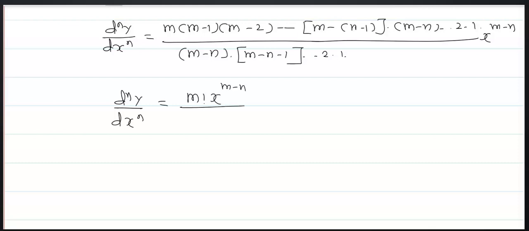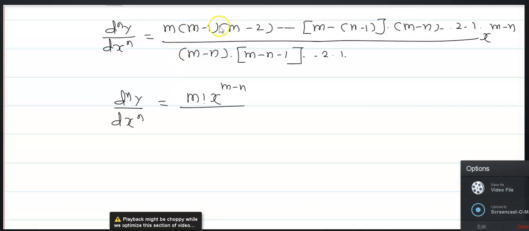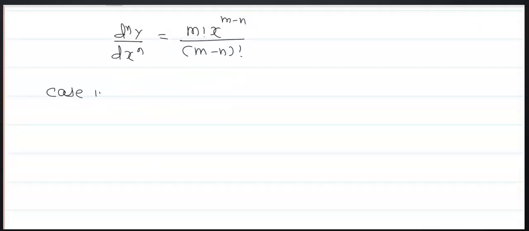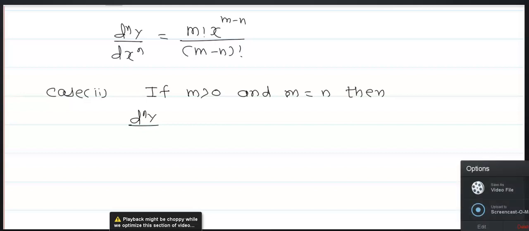Therefore, this is nothing but m factorial into x raised to m minus n upon m minus n factorial. This is the case when m is greater than n. If m is greater than n and m is equal to n, then it's the nth derivative.